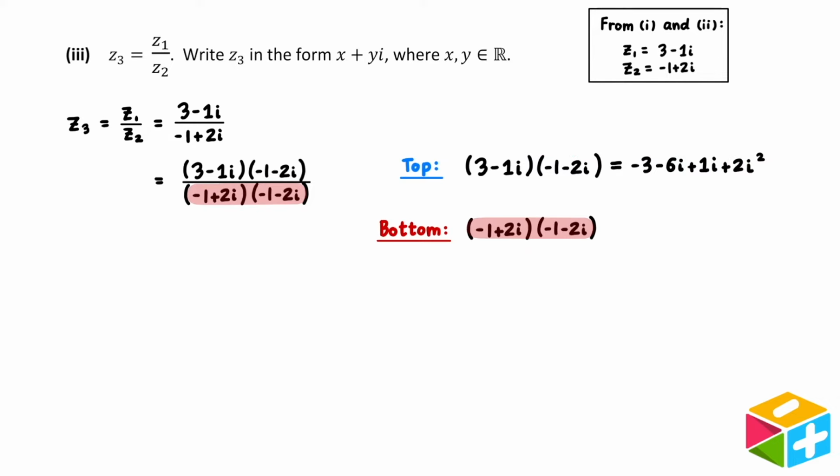Now for the bottom. Minus 1 times minus 1 is plus 1. Minus 1 times minus 2i is plus 2i. Plus 2i times minus 1 is minus 2i. And plus 2i times minus 2i is minus 4i squared.